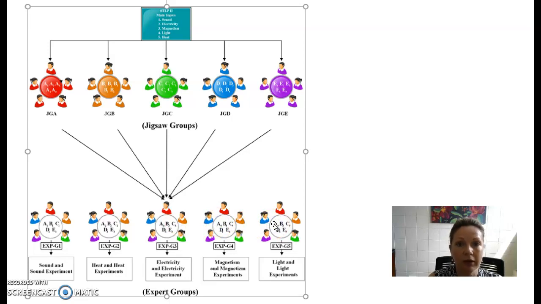What's really cool and what makes it collaborative is then the students go back to their home groups. So all of these students wearing red go back to their original groups and they share what they learned. So now they're all teaching each other what they learned in their expert groups. So now this group will have one person share about sound, then this person share about electricity, magnetism, light, and heat, and they are all learning all of the topics.